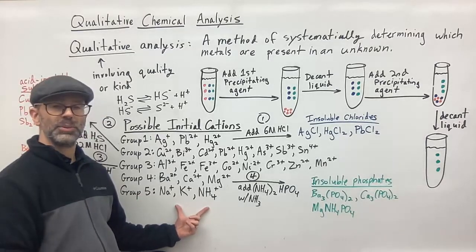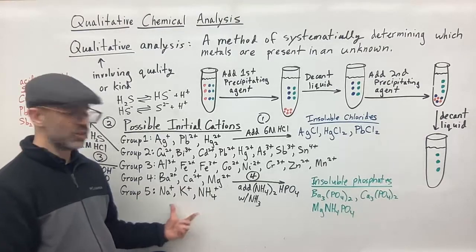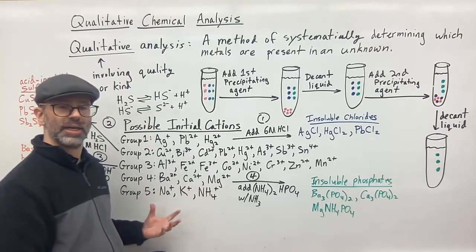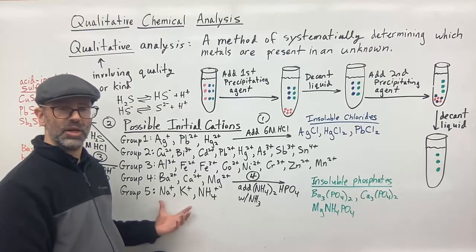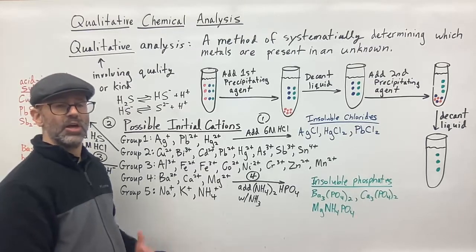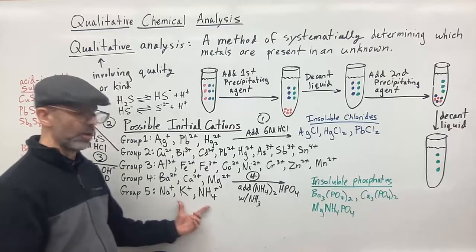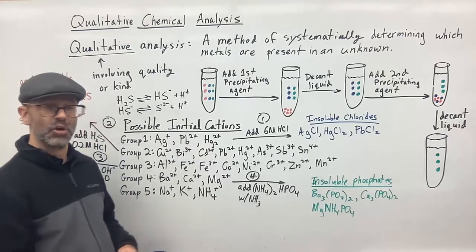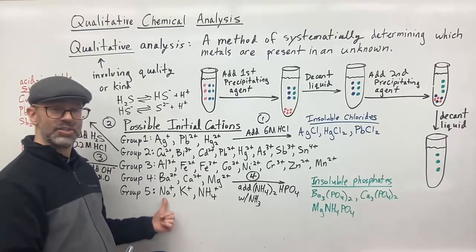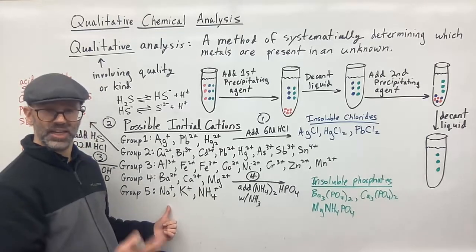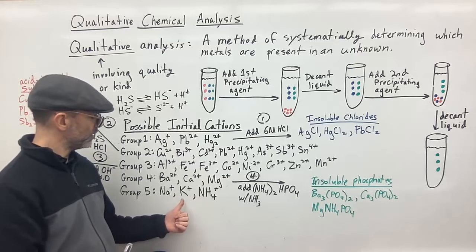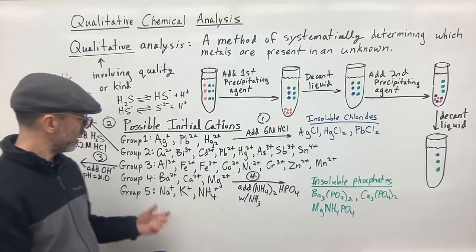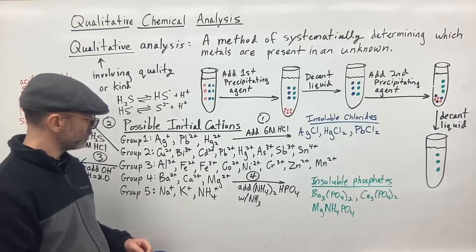These group 5 elements do not precipitate. So my sodium, potassium, and ammonium do not precipitate. It's very hard to get these to precipitate out, so they're going to be left in solution. You can use other ways at this point to determine whether they're there or not. You could do a flame test, right? If you've got sodium in there, that should give a bright yellow color. If you've got potassium, that should be like a purplish violet color, and so on.